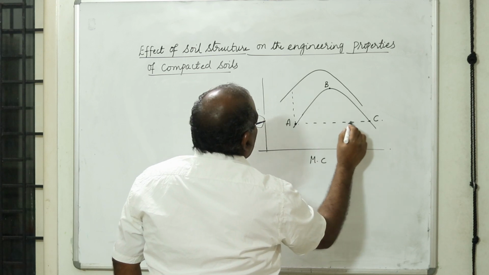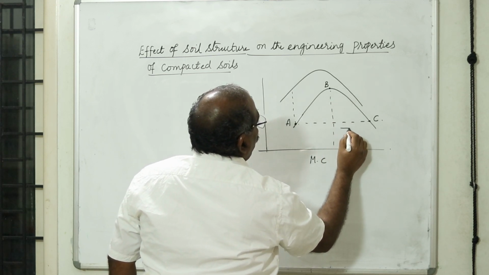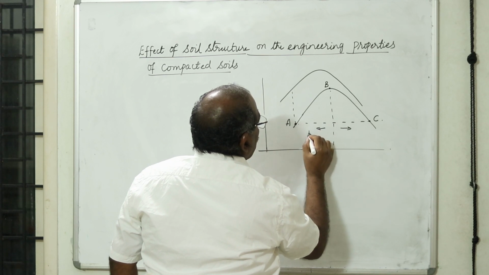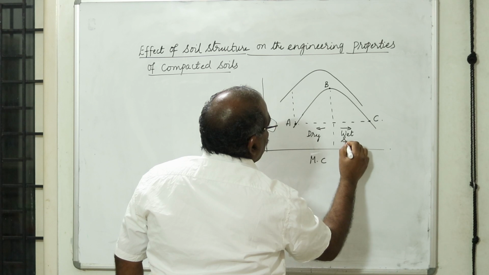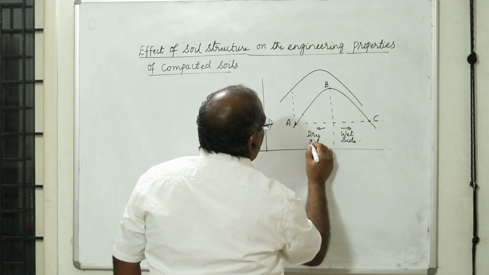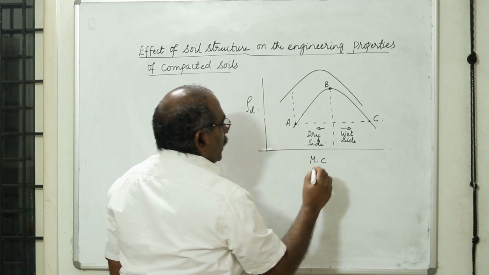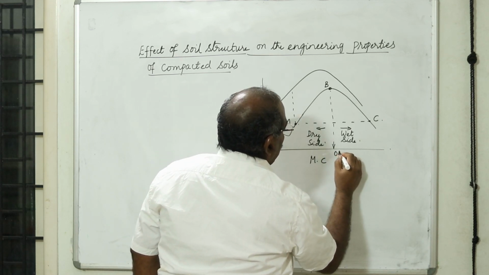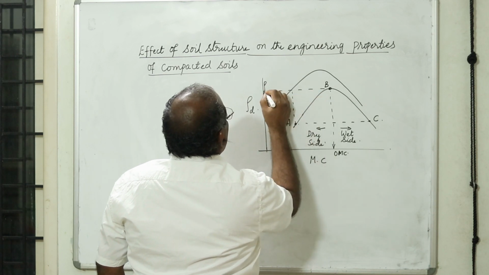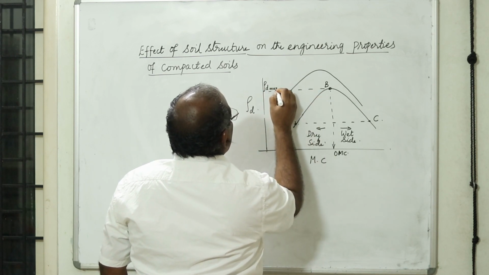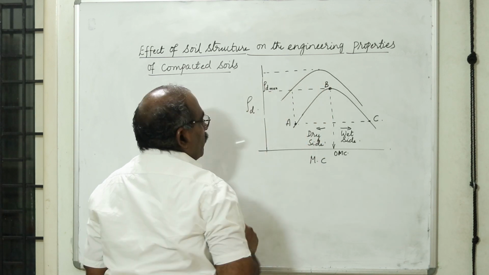Now the same density, one on the dry side of optimum, another on the wet side of optimum, and one exactly at the optimum moisture content. This is OMC, and this is gamma D maximum. This is also gamma D maximum peak value.